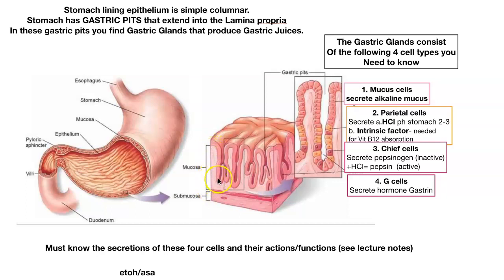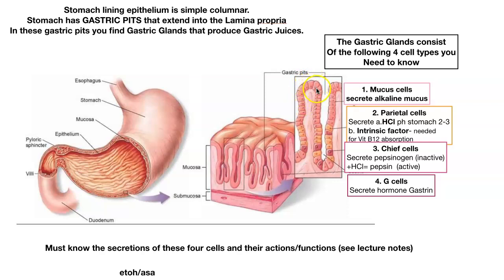Remember, mucosa is the lining epithelium, the lamina propria, and the muscularis mucosa. Below that is the submucosa. If you do not remember that, you need to review the first video I made. You have to know that. So here we are taking this. We are looking at the lining epithelium.